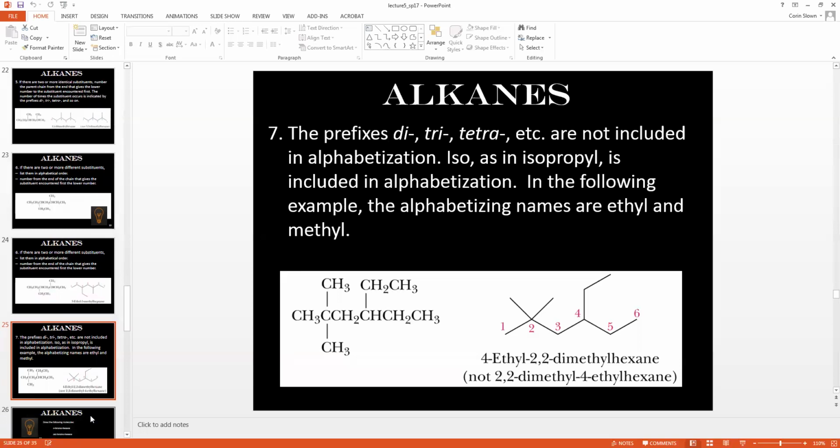The prefixes di, tri, tetra are not included in alphabetization, so iso as in isopropyl would be included in alphabetization. So in the following example, when we're alphabetizing the names, that's going to be ethyl and methyl. We don't worry about the dimethyl. We exclude that from our alphabetizing.